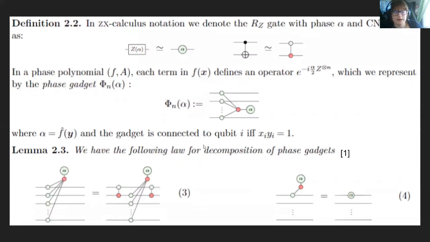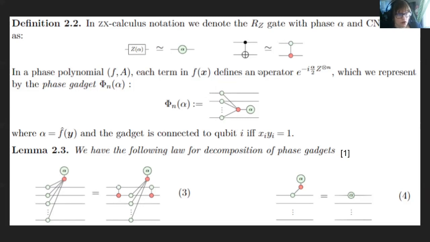So this math is a bit dry, and so let's use diagrammatic reasoning. I mean, this is QPL after all. So in ZX calculus, we can draw the Z rotation gates and the CNOT gates like this. So this is Z rotation. This is the CNOT gate.